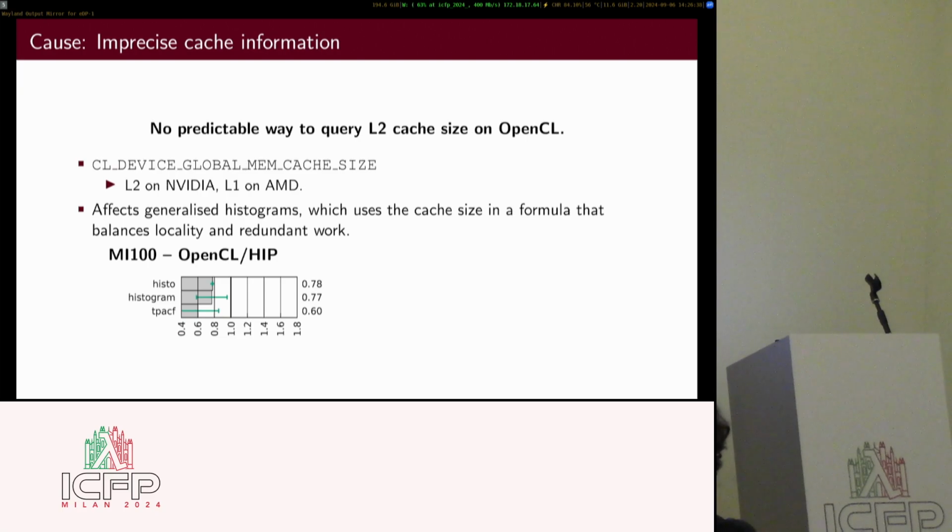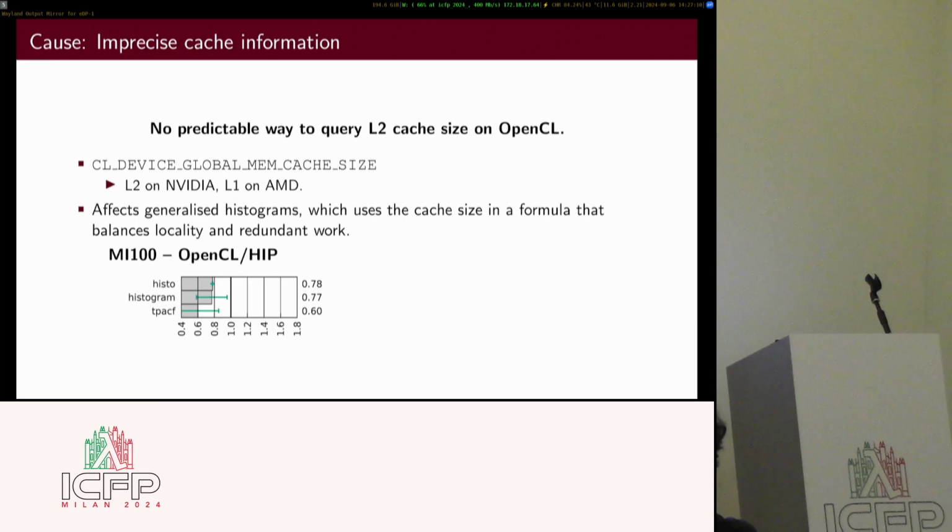Similarly, on OpenCL, you cannot query the level 2 cache size. OpenCL does specify a hardware thing you can query for called mem cache size, but it doesn't specify what that cache is supposed to be. So it's a level 1 cache on AMD, and usually it doesn't matter so much, but we have some adaptive algorithms, especially for these histograms, where we do multipass and such based on the cache size to do some locality optimization in a complicated analytical model. And this doesn't work if you don't know what the cache size is, so we'll just run slower.